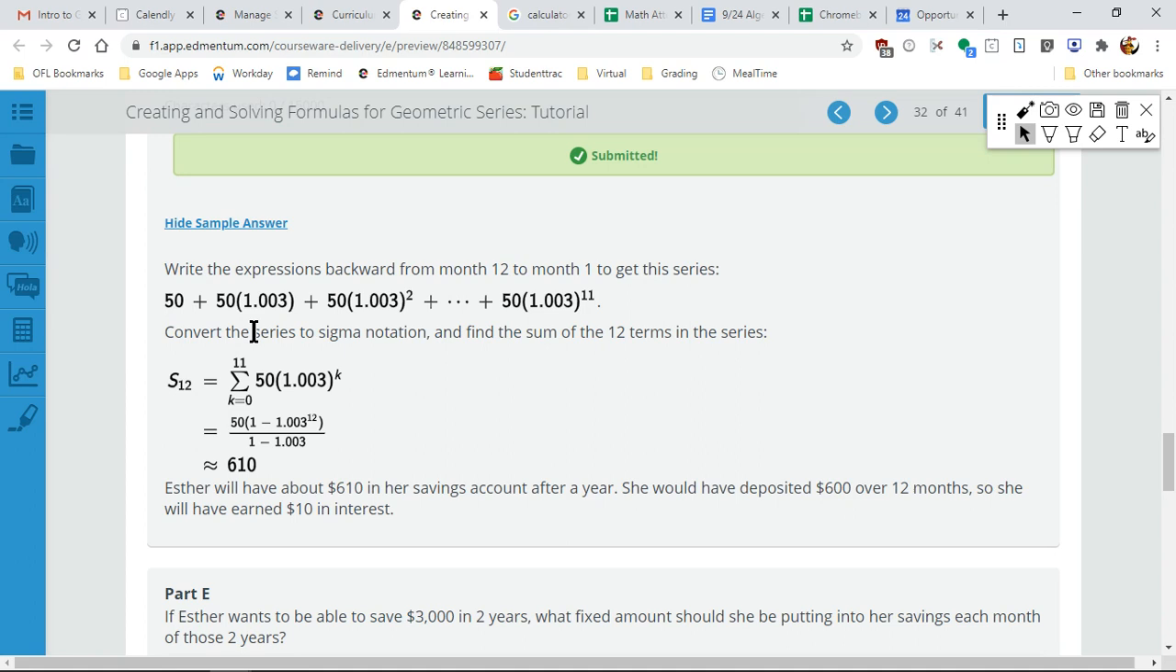So let me make it a little more specific for you guys. Whoever wrote this problem doesn't know math. They're saying, like, hey, if I had $50 and the next month I get $50 plus interest, you don't get another $50.